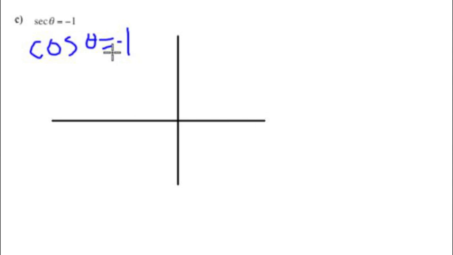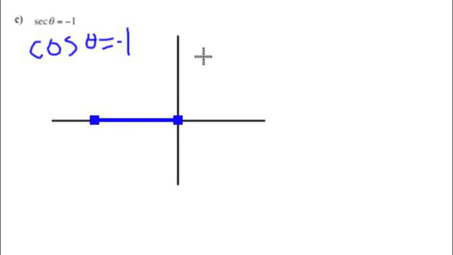So cosine of theta is -1. Remember, cosine is the x distance. Because the cosine is -1, I know it has to be on an x-axis, when in fact is the only time the x-axis is -1. Well, if I'm here, this is +1 on the unit circle, so -1 has to be going that way. So my answer here is going to be 180 degrees.